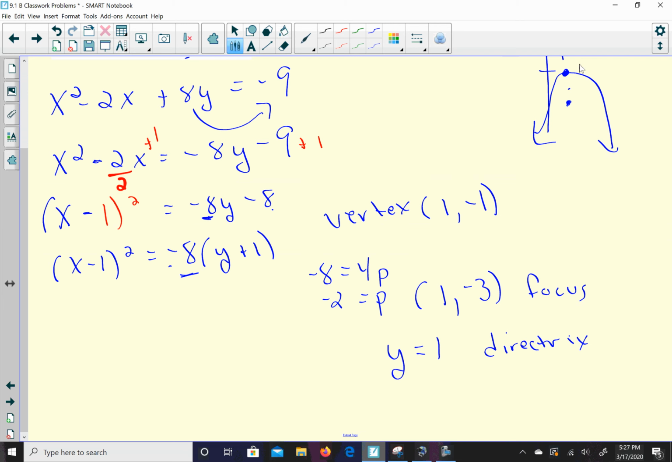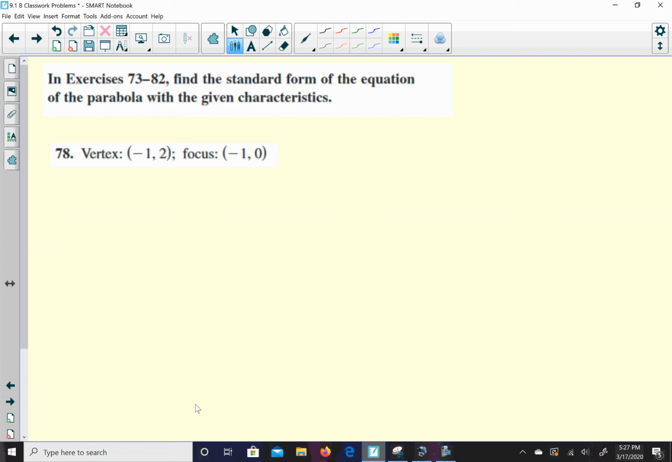All that is on your formula sheet on the bottom where you're looking at the parabolas. So if you're confused, remember you'll have that formula sheet with you for any tests or quizzes.